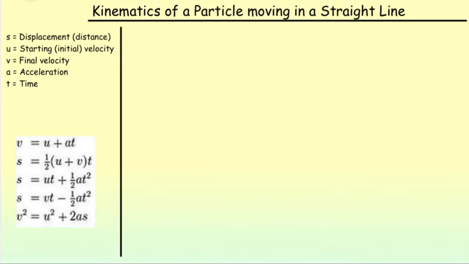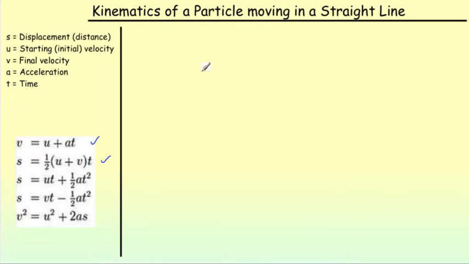So from the video before, we had derived two of the SUVAT equations, namely the first one here, v is equal to u plus at, and then also the second one, s is equal to a half of u plus v times t. So those two we had derived in the first video. Now we're going to have a look at deriving the next three.